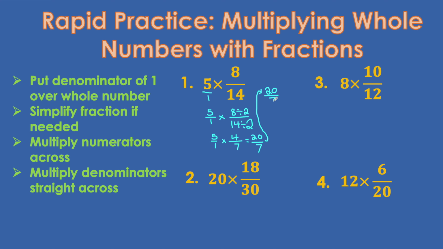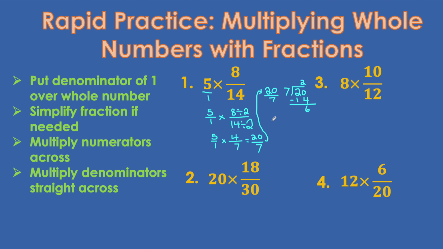20 over 7. We're going to do our long division problem. 20 goes on the inside, 7 goes on the outside. 7 goes into 20 2 times. 2 times 7 is 14. Put a subtraction sign and subtract. 20 minus 14 is 6.